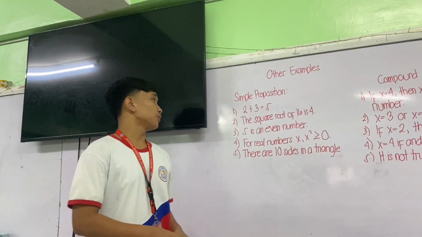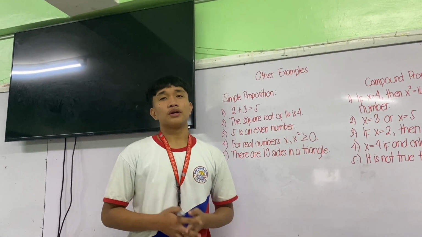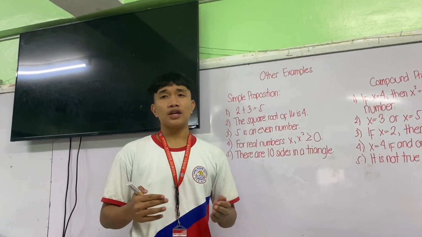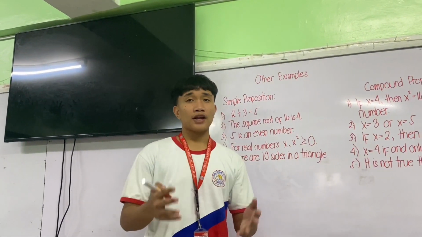So let's go with the first one. 2 plus 3 equals 5. The truth value is true. The explanation is, this is a true statement because the sum of 2 and 3 equals 5. No calculation needed. This is a simple and factual statement.